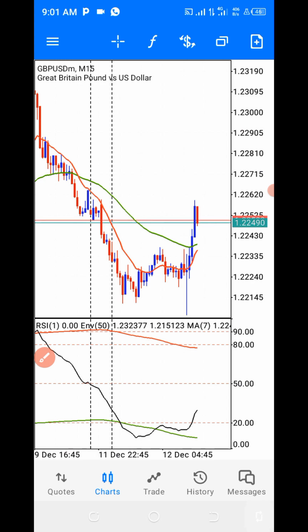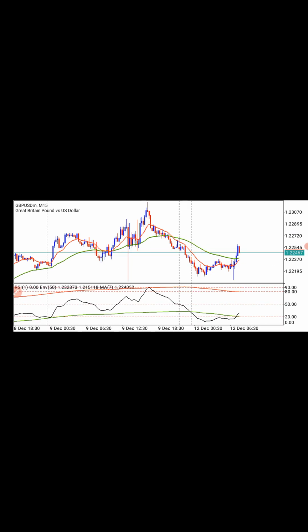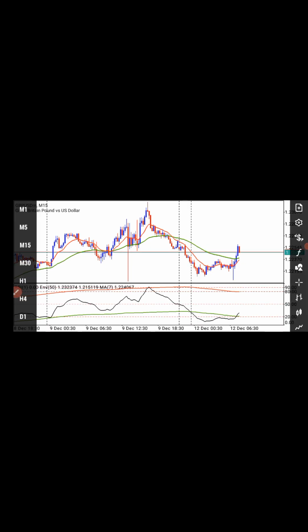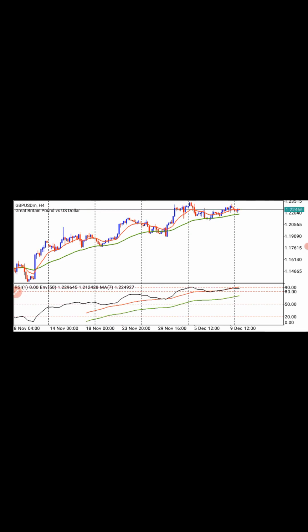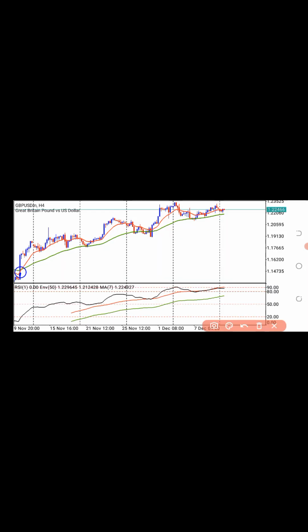So going to our 4-hour time frame, we can see what we have on our 4-hour time frame. On our 4-hour time frame, you can see that we have a higher high here, higher low, higher high, higher low, higher high, higher low.